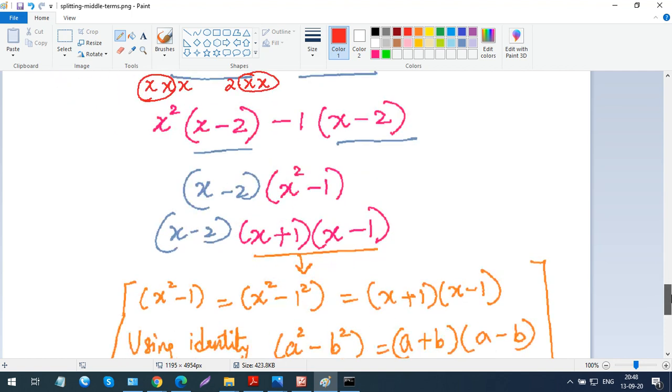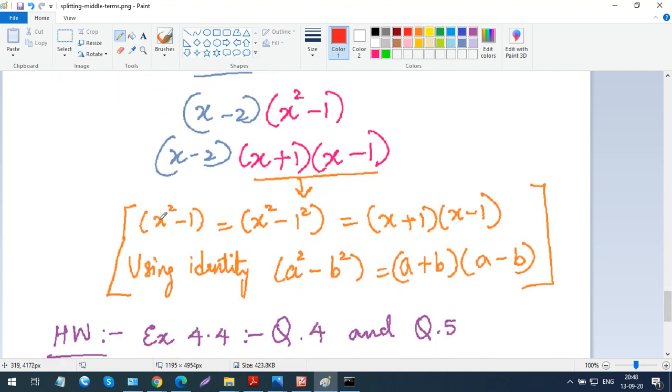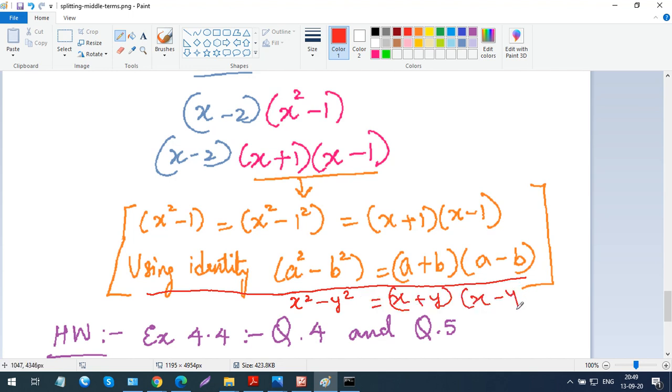Now we have learnt an identity which says, see, you look here, using the identity: if you have a square minus b square, I can write it as a plus b, a minus b. The same way, you could have learnt it as x square minus y square. Then I can write it as x plus y, x minus y. Okay, it's applicable to all the alphabets, all the numbers.